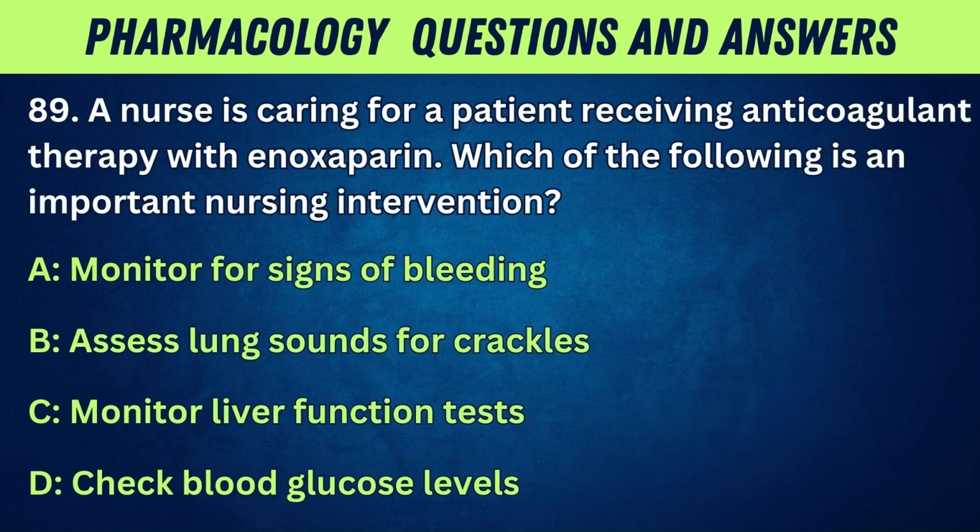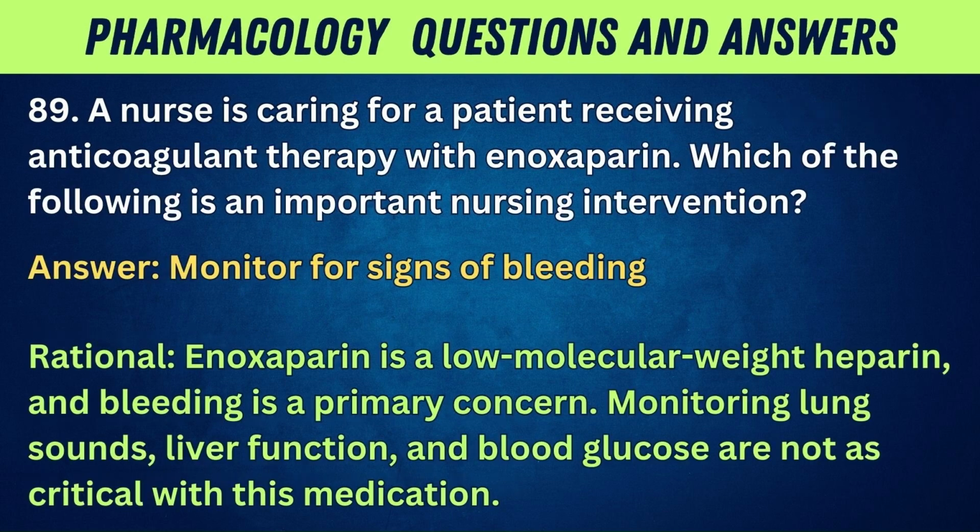89. A nurse is caring for a patient receiving anticoagulant therapy with enoxaparin. Which of the following is an important nursing intervention? A. Monitor for signs of bleeding. B. Assess lung sounds for crackles. C. Monitor liver function tests. D. Check blood glucose levels. Answer: monitor for signs of bleeding. Rationale: enoxaparin is a low molecular weight heparin, and bleeding is a primary concern. Monitoring lung sounds, liver function, and blood glucose are not as critical with this medication.